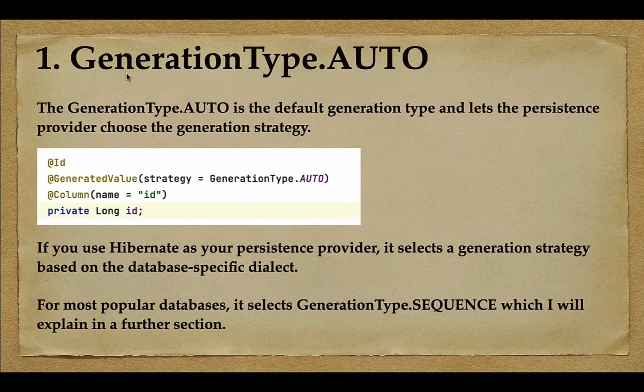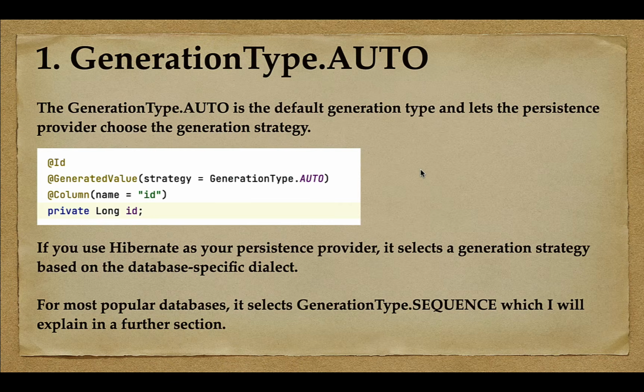Okay, and in order to specify generation type auto, we have to use the @GeneratedValue annotation. So you can see the code snippet here. We are using the @GeneratedValue annotation and it has the attribute strategy, and we can specify generation type auto as a value to the strategy attribute. If you are using Hibernate as a JPA implementation or the JPA persistence provider, then Hibernate will select the generation type based on the database specific dialect.